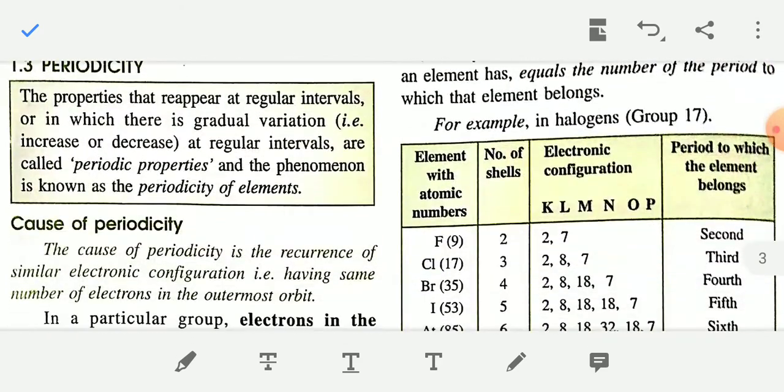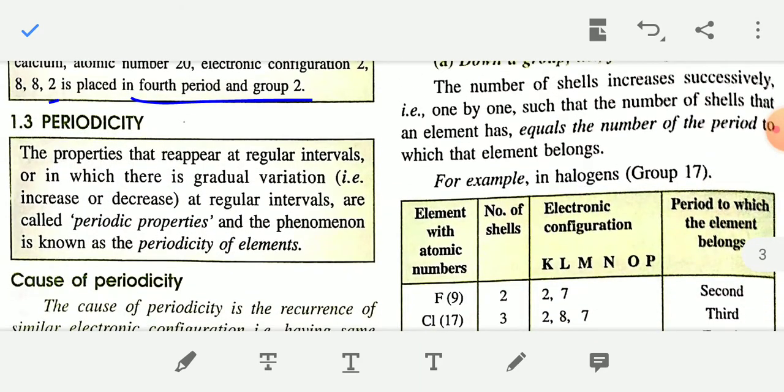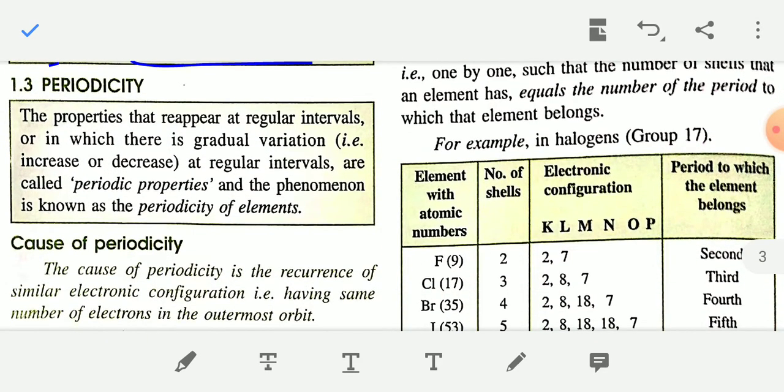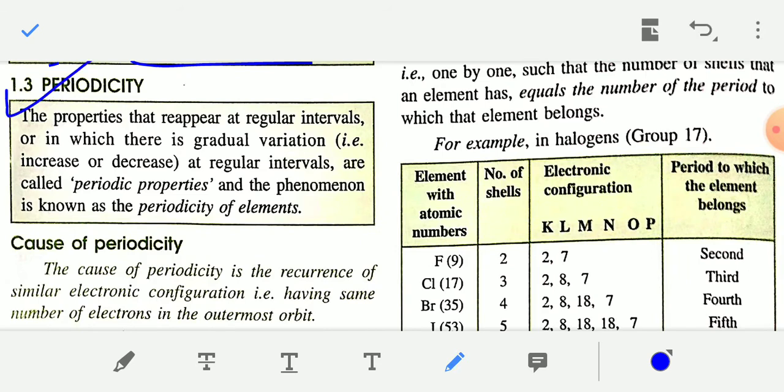Now see what periodicity is. Periodicity: the properties that reappear at regular intervals, or in which there is gradual variation, that is increase or decrease at regular intervals, are called periodic properties, and the phenomenon is known as periodicity of elements. Very important term, you have to remember.